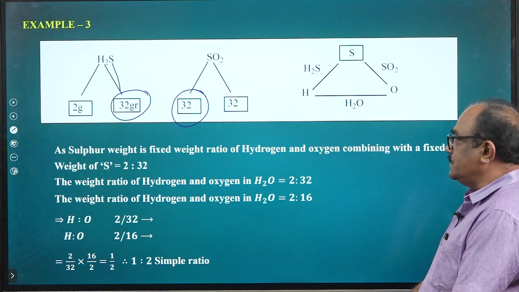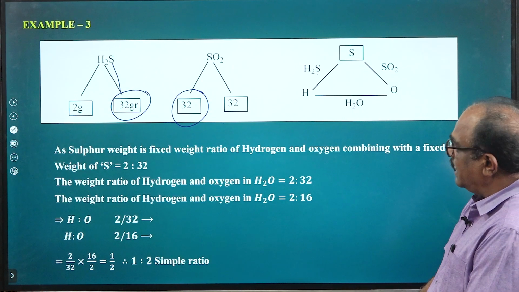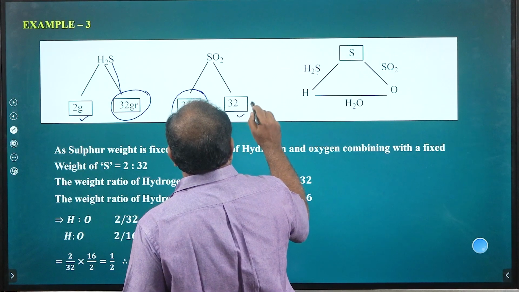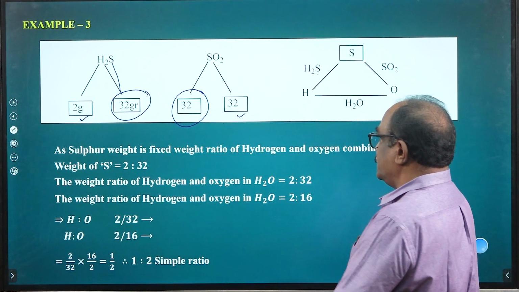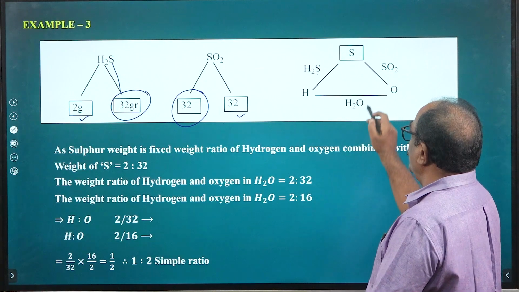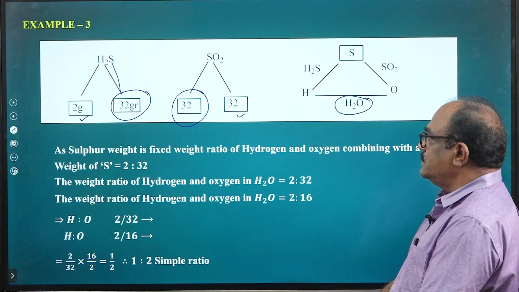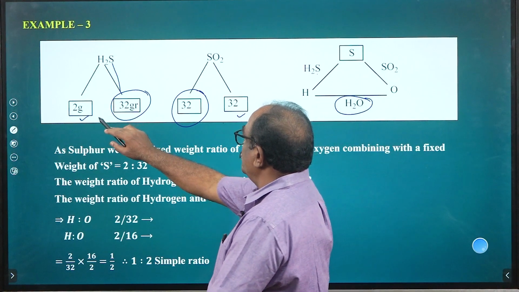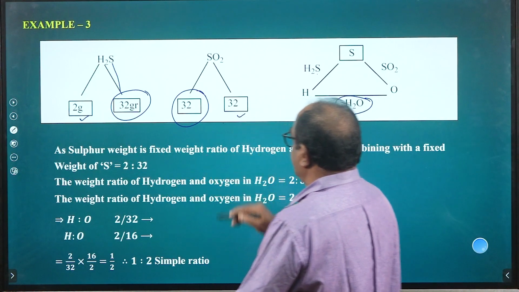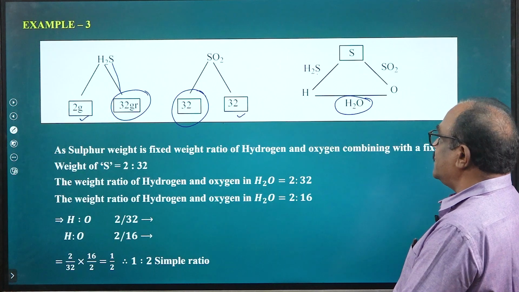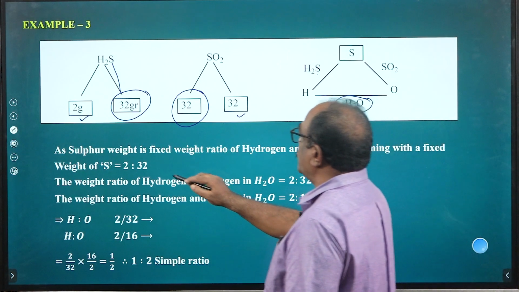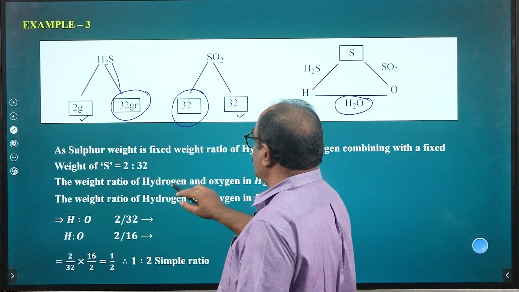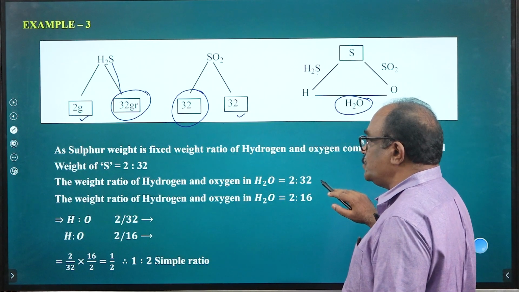Weight of sulfur is fixed at 32, and now I compare the weight of hydrogen that combines with oxygen to produce water. Let us take the first weight ratio. As the sulfur weight is fixed, the weight ratio of hydrogen and oxygen combining with the fixed weight will be 2:32. I am taking this ratio. The weight ratio of hydrogen and oxygen in H2O is 2:32.